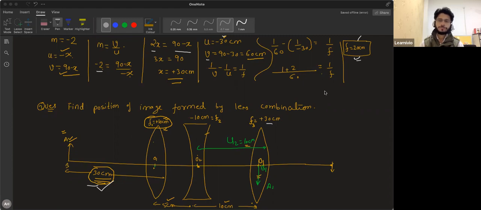Nazia, just check the sign. It should not be minus 15. It should be plus 15. Just check your sign. Nabil is correct. Sakina is correct. Yashika correct.